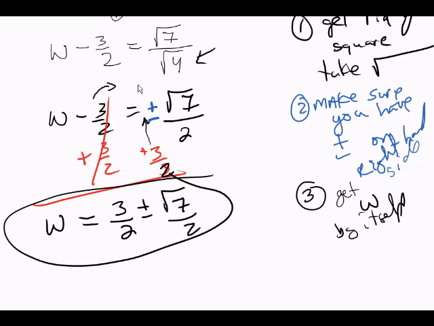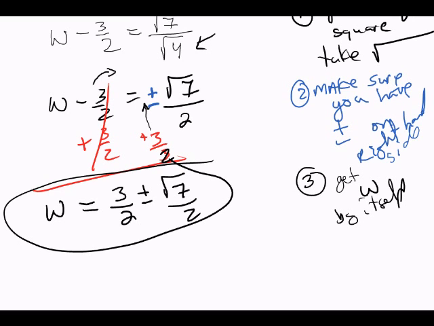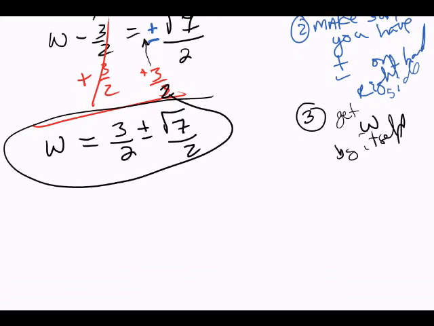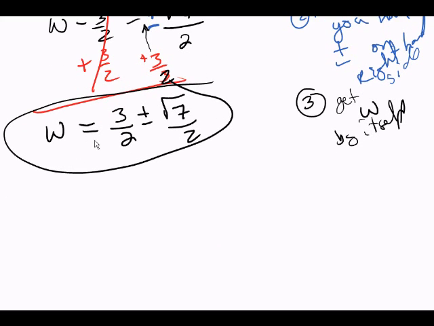All we're doing is square rooting both sides and taking the number that's next to the w over to the other side, and we're done. That's the answer right there. It's 2 answers. It's 2 answers.